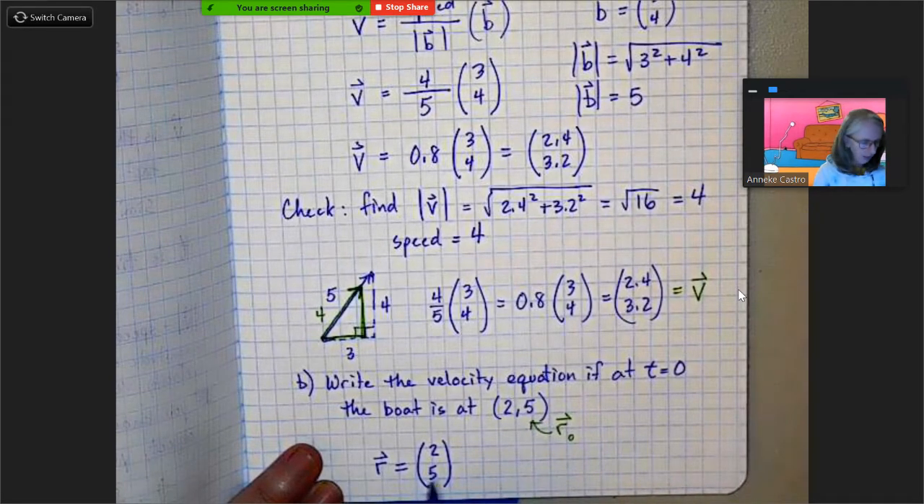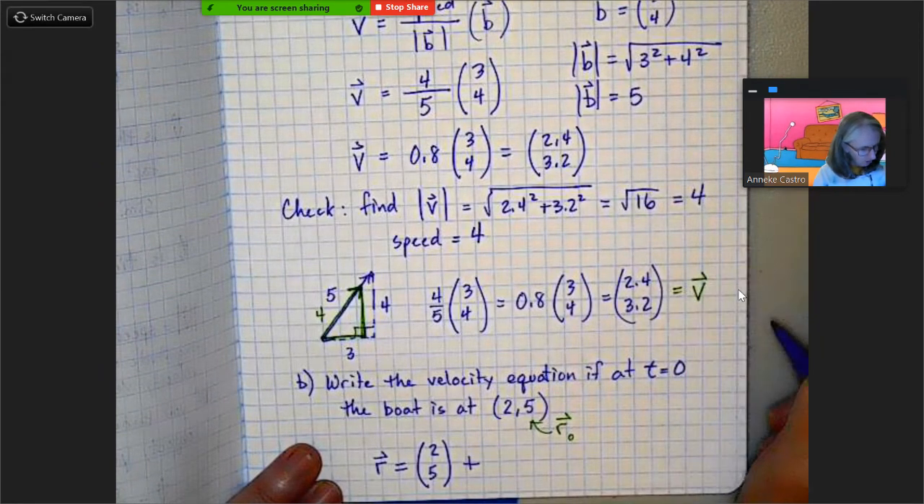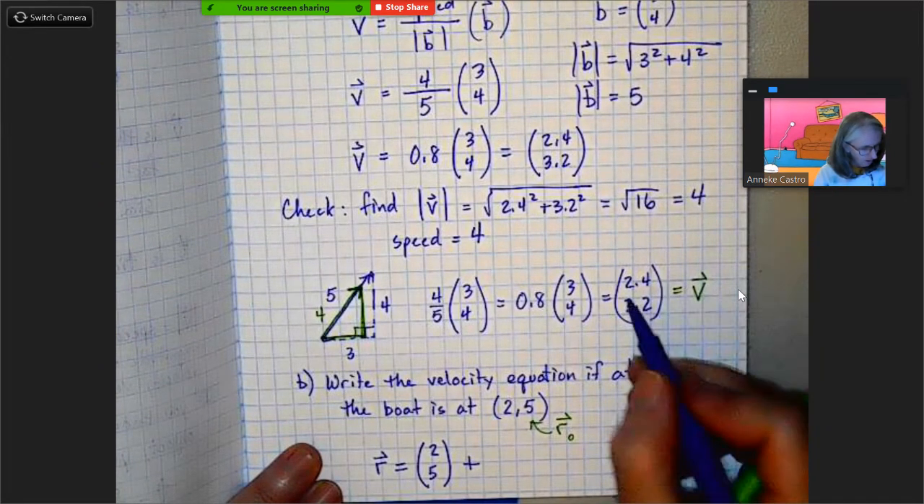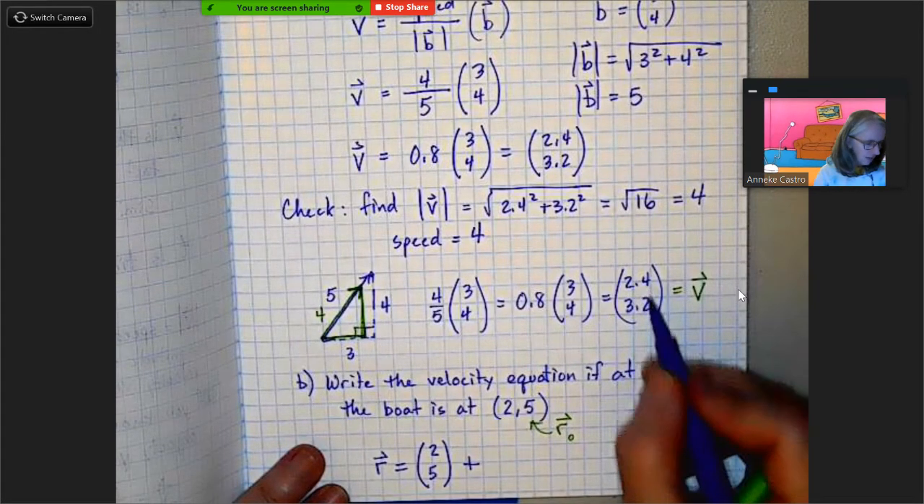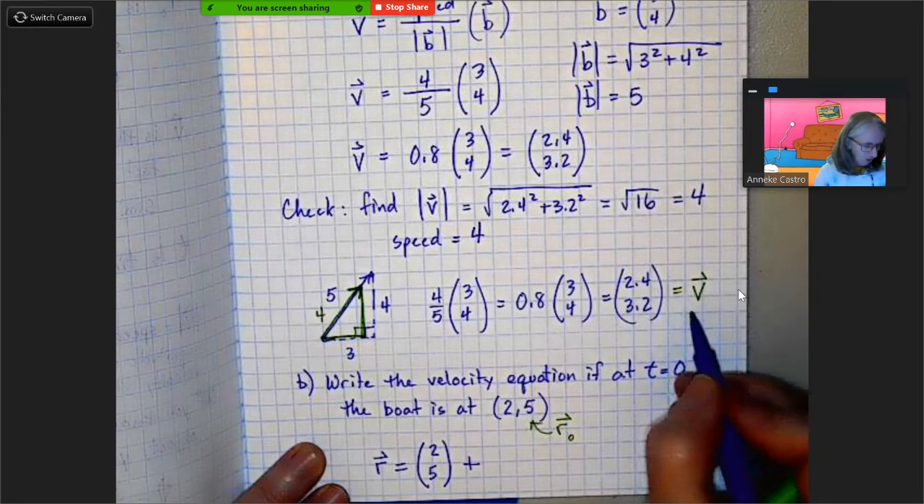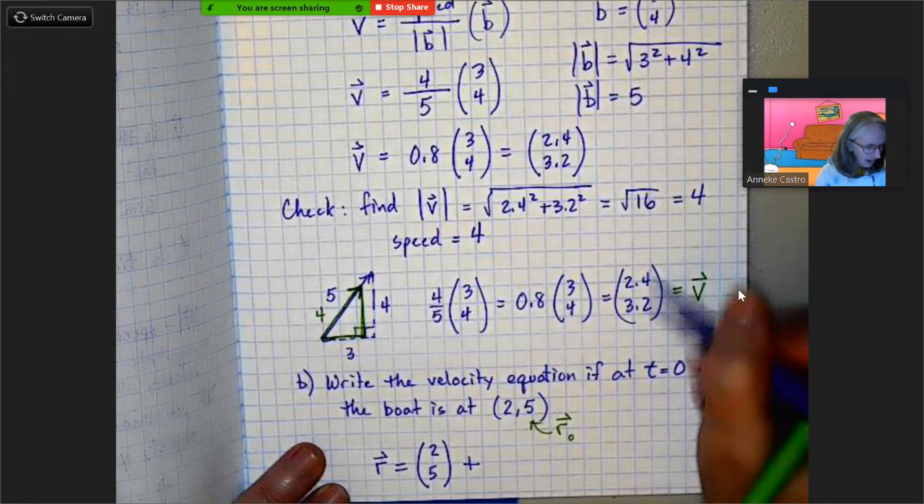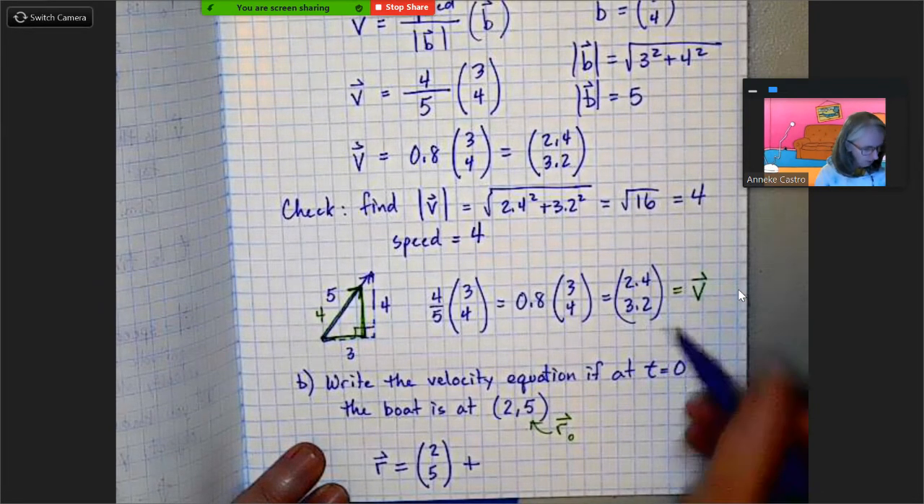Okay, maybe it's near a buoy. It's 2 meters east and 5 meters north of a buoy. Okay, and then this is going to be its velocity. So it's going 2.4 meters per second to the east and 3.2 meters per second north. And that's my velocity, okay? So it's breaking down the speed into east-west versus north-south, x direction versus y direction.